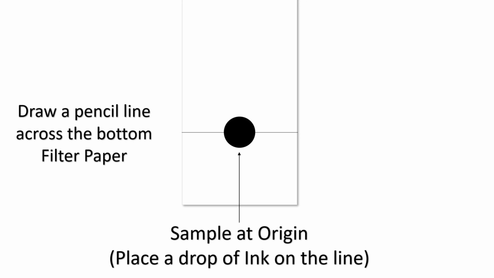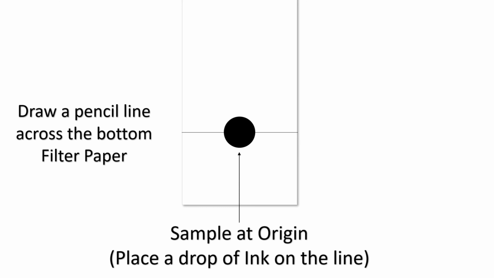For this experiment, we will take a Whatman filter paper strip. The next step is to draw a line at the bottom of the filter paper. This line could be drawn at a height of 3 centimeters. Now, the sample which we have to separate through chromatography, we are using here, is black ink.